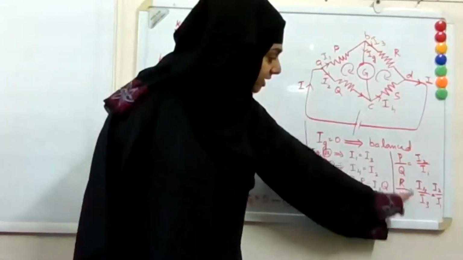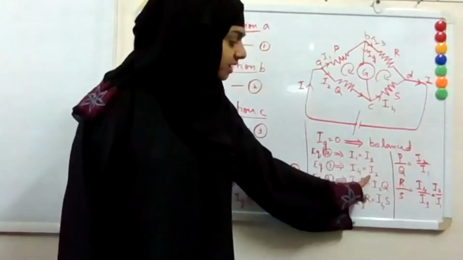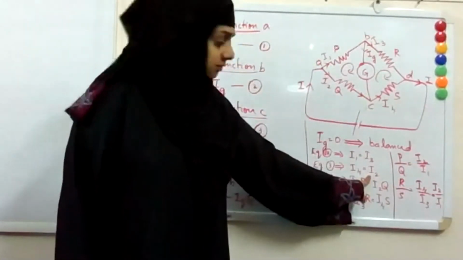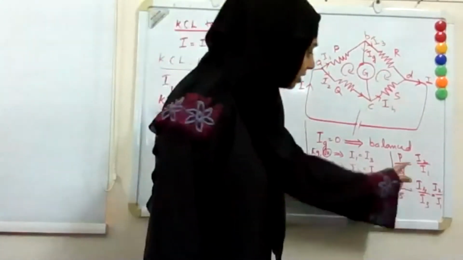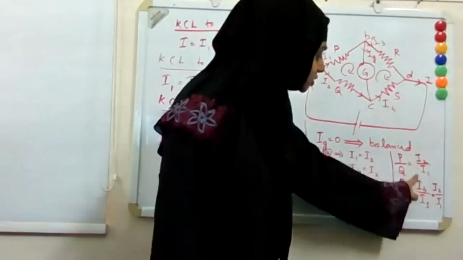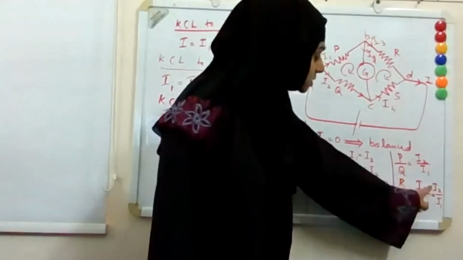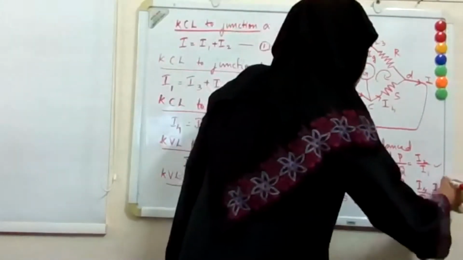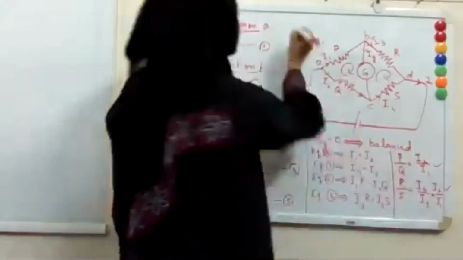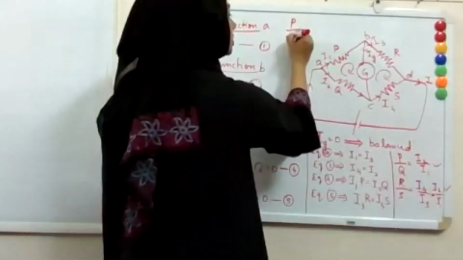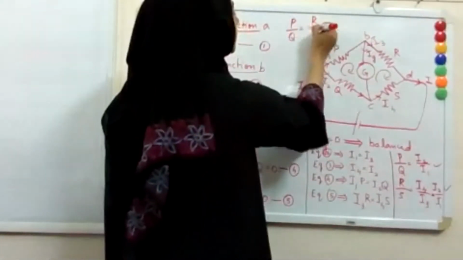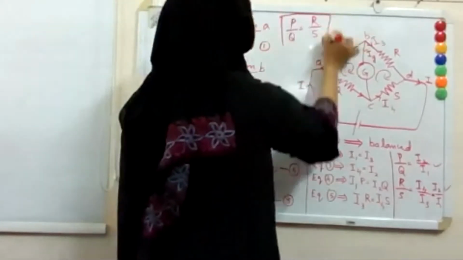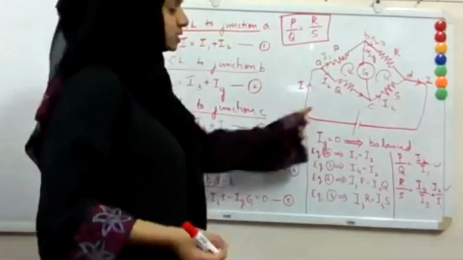How I4 by I3 I wrote as I2 by I1? Yes, teacher, got it. Okay. So P by Q is I2 by I1. R by S is also I2 by I1. So from these two equations, I can write that P by Q is equal to R by S. That is the principle for Wheatstone's bridge.